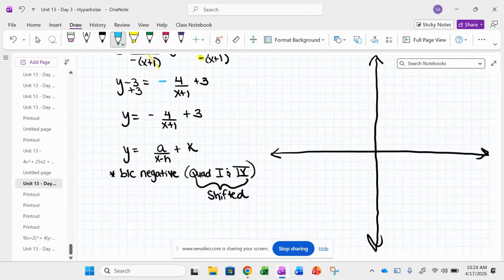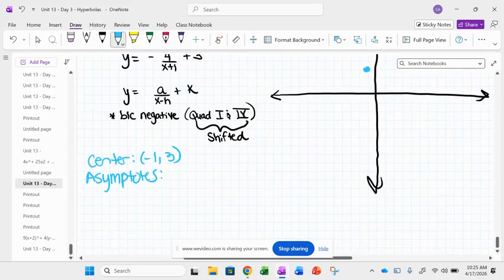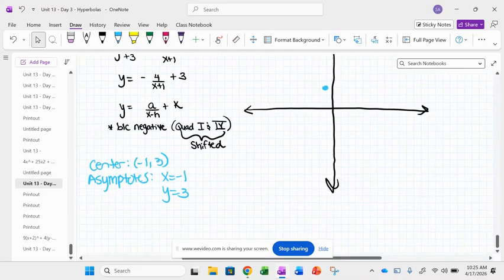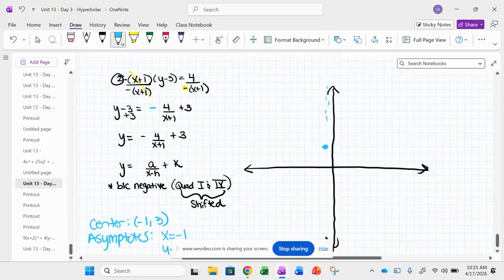What's my center point? Violet. Our center point is, what did you say? Is it positive 1? Negative 1, 3. Perfect. So we're going to go negative 1 and then up 3. 1, 2, 3. And then my asymptotes, so let's write this out. Center is negative 1, 3. And my asymptotes, 2 of them, is going to be a vertical line, x equals negative 1, and a horizontal line, y equals 3. So it's always right through the center point.